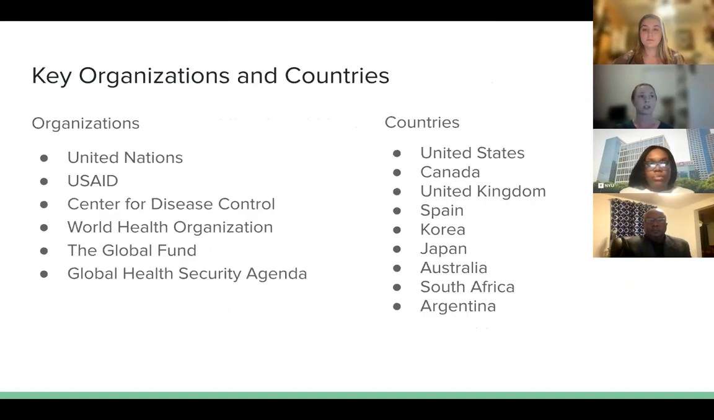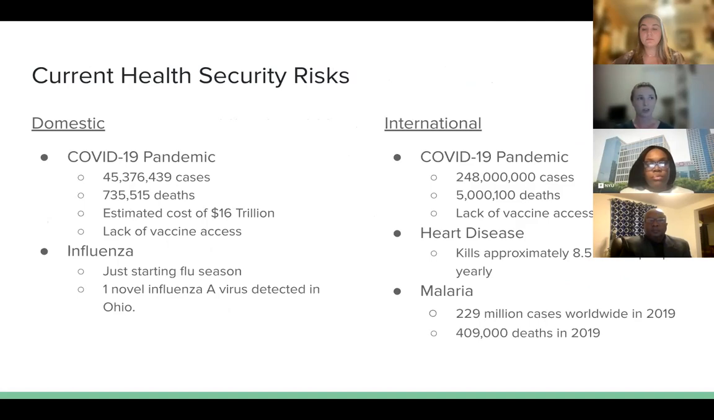International health security risks include the COVID-19 pandemic with 248 million cases, and we did just cross the threshold for 5 million deaths worldwide. Some other health security risks include heart disease, which kills approximately 8.5 million people yearly, and malaria, which had 229 million cases worldwide in 2019, with over 400,000 deaths.